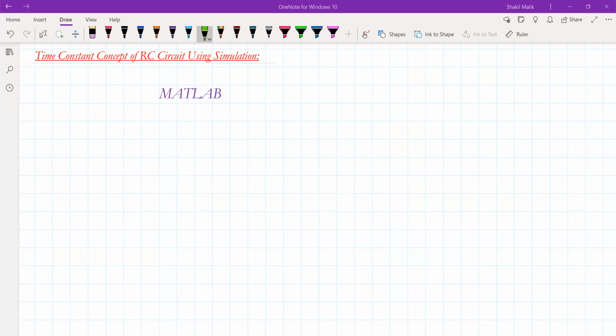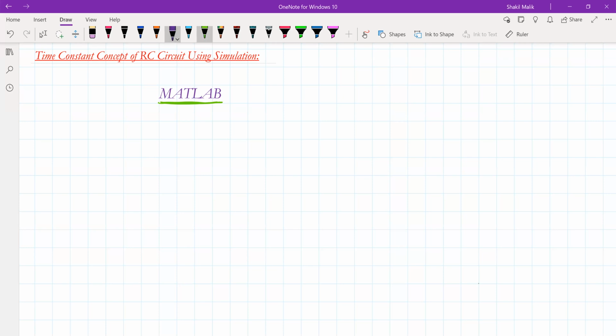Welcome. In this session, we'll learn the concept of time constant in RC network, but using simulations. All right, let's start. Before we use the simulation, you can use different softwares to do the simulation of this RC circuit, but the one that we're going to use in this session is MATLAB. We'll use MATLAB to do the simulation of this RC circuit.